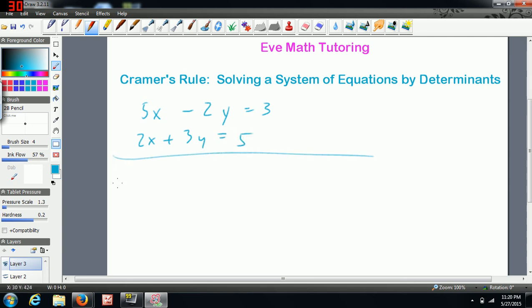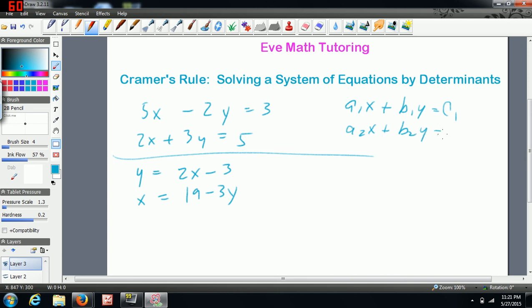But if you have, say, something like this, y equals 2x minus 3, and then x equals 19 minus -3y, you do want to rearrange this so it's in the form a1x plus b1y equals c1, and then a2x plus b2y equals c2. So what you can do in this case is bring the 2x over. This should be rewritten before you actually start the question.